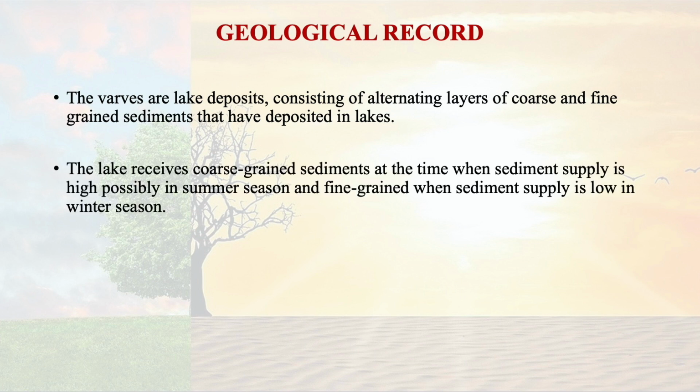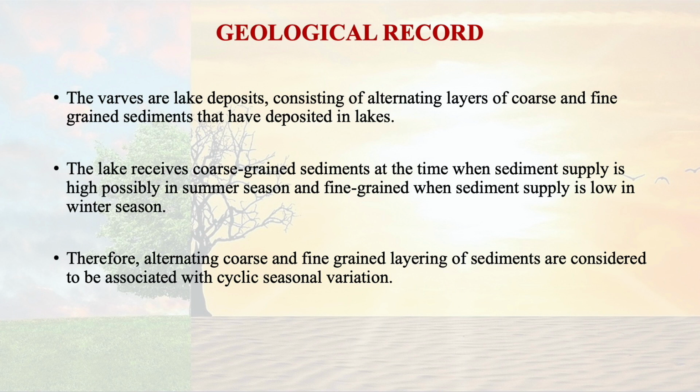For instance, if the lake receives coarse-grained sediments, that is possible when the sediment supply is very high, and that will be possible mostly in summer seasons. On the other hand, if the lake receives fine-grained sediments, it means that the sediment supply is much lower, and it can take place in the winter seasons. So these alternating coarse and fine-grained sediment layers provide us the cyclic seasonal variations.